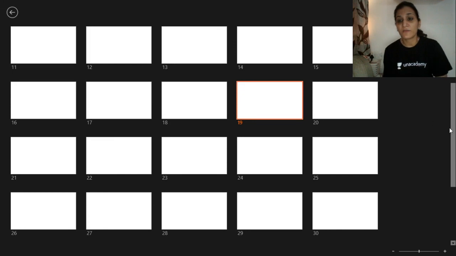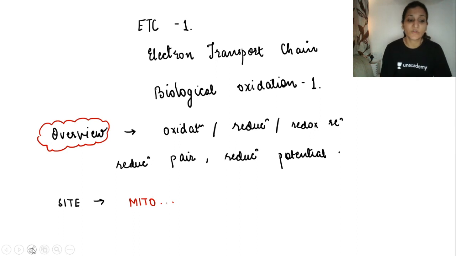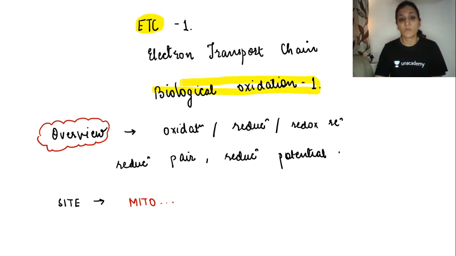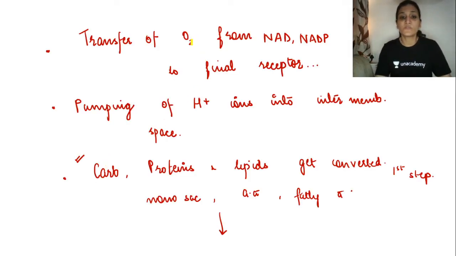I hope you have understood in a systematic manner. I'll do a very quick revision of the same. So electron transport chain, part 1, is also called biological oxidation, part 1. First of all, we saw that it is the transfer of electrons from NADH and FADH2 to the final acceptor, with pumping of hydrogen into the intermembrane space.